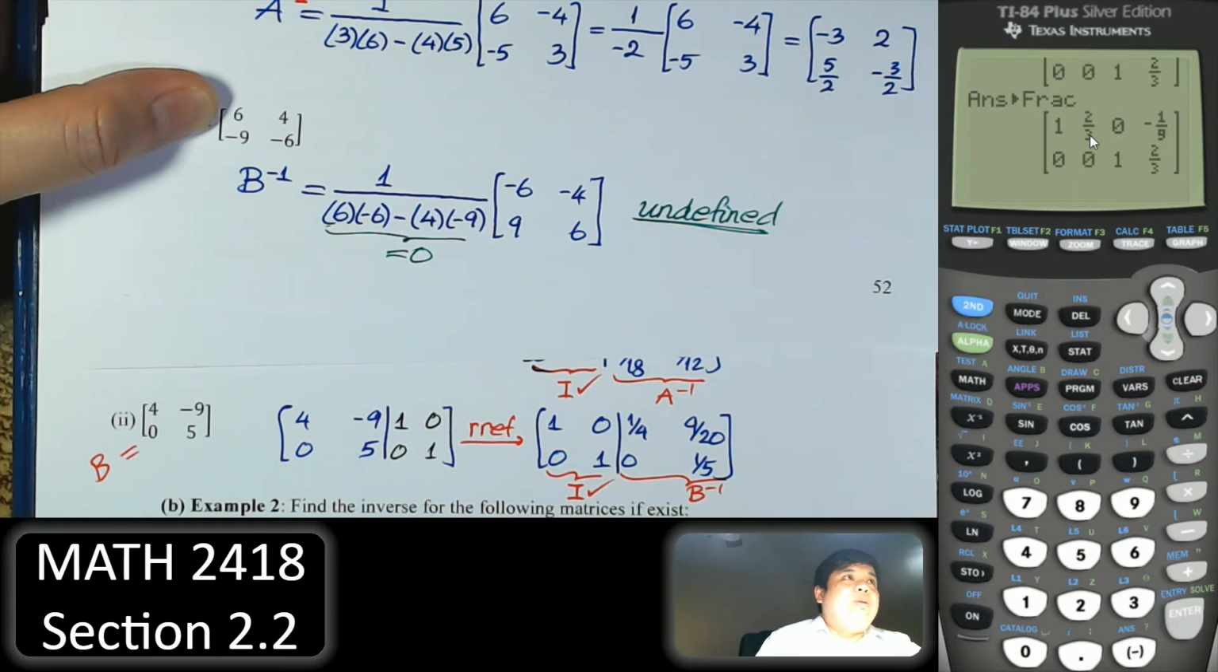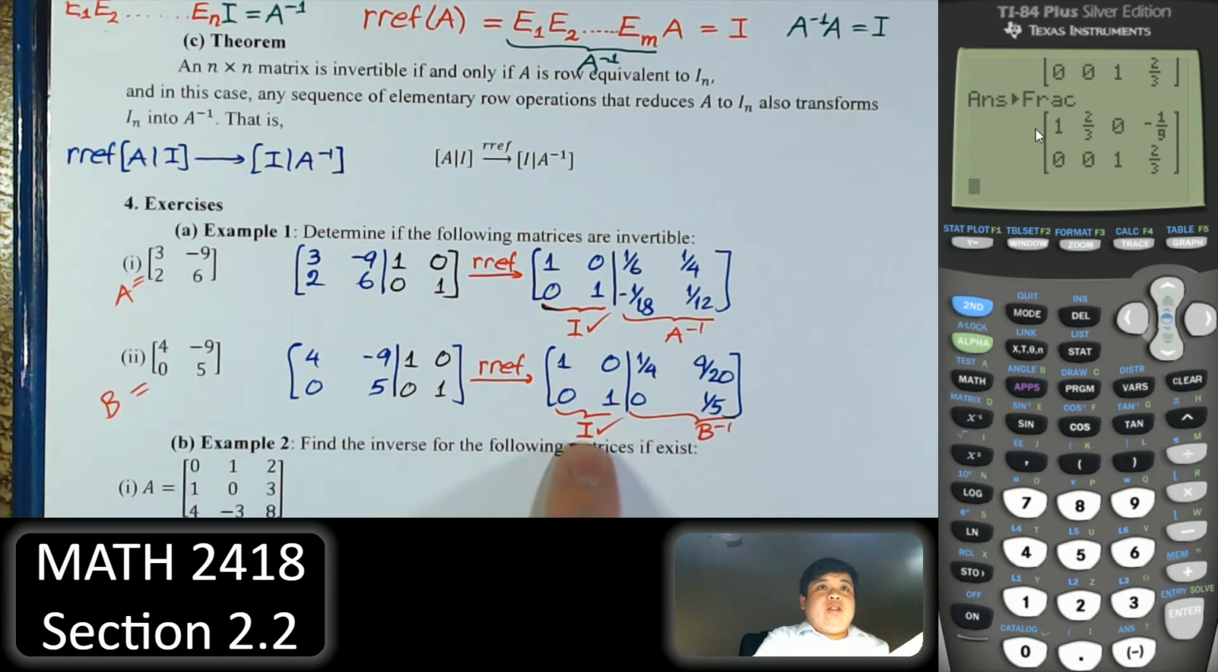Right, now look on the left hand side here. We do not have the identity matrix on the left side. So if we do not have the identity matrix on the left hand side, the inverse does not exist. So in this case, the left hand side here is not an identity matrix, so the inverse does not exist.